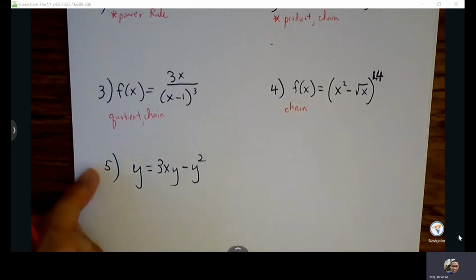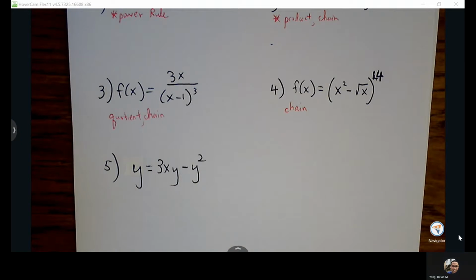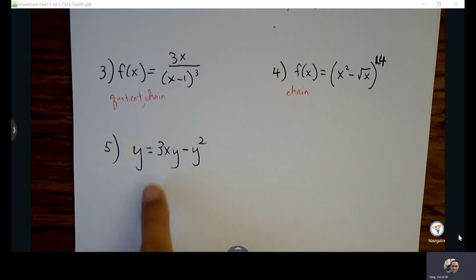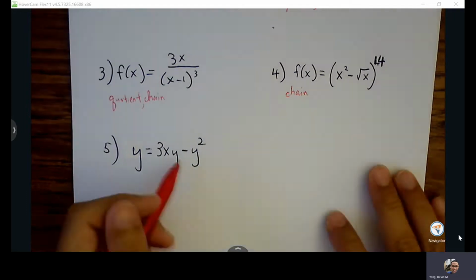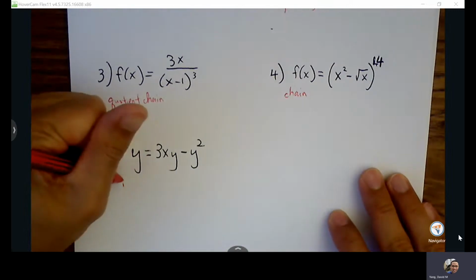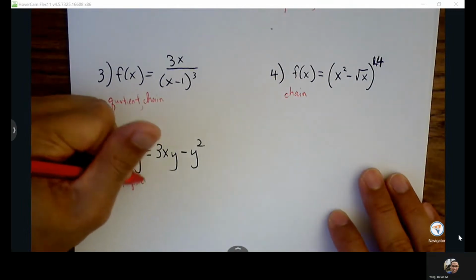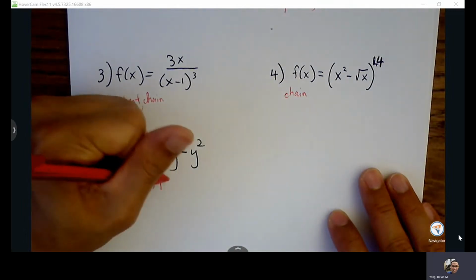And then how about number 5? Yep, and okay, implicit, power, something else. Yeah, see that 3xy? Those are two distinct terms that have to stay multiplied with each other. We can't merge them because they're different variables. So there's implicit and product.